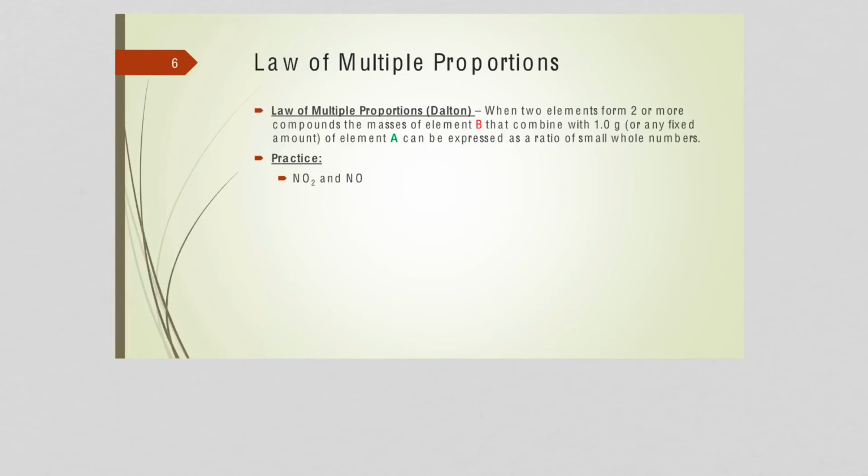So let's take NO2 and NO as our example. We have two elements forming two or more compounds, right? Nitrogen and oxygen forming these two different compounds. So we're going to use nitrogen here as our fixed amount. And what we're going to do is look at these two compounds and, based on the masses on the periodic table, look at what the masses would be in each compound.